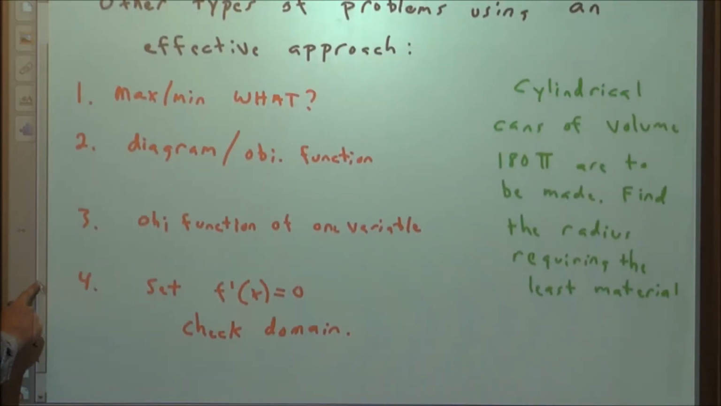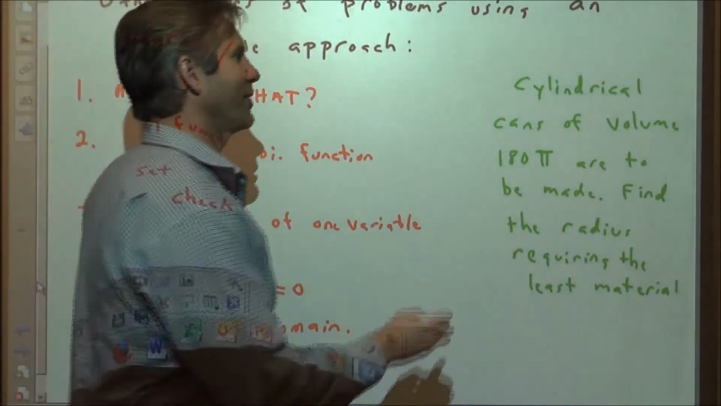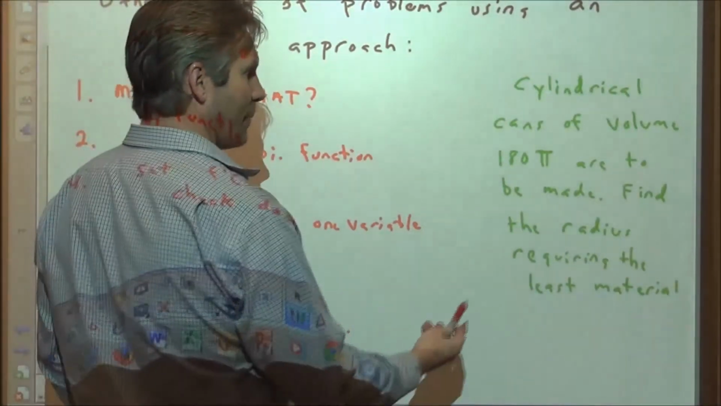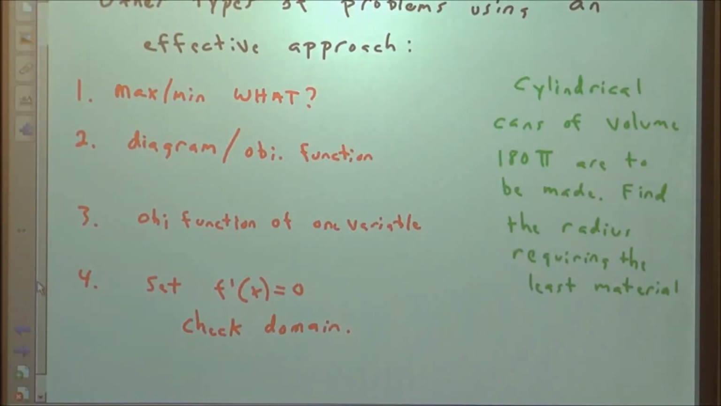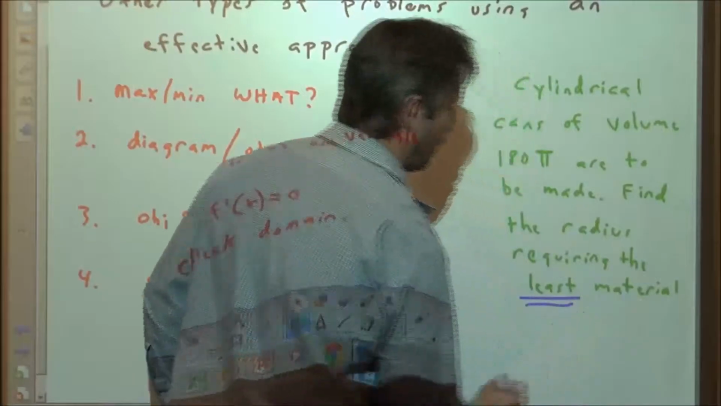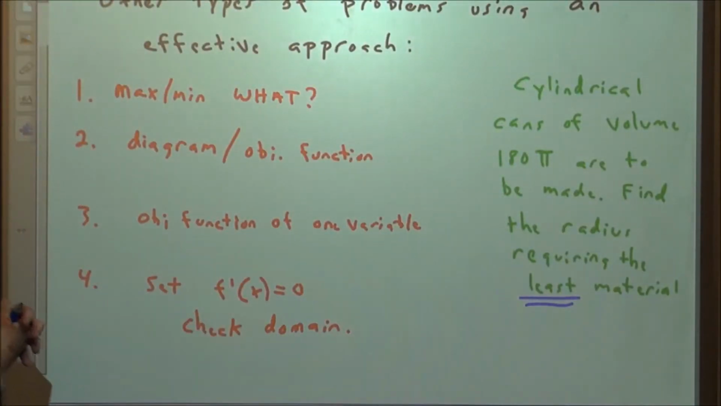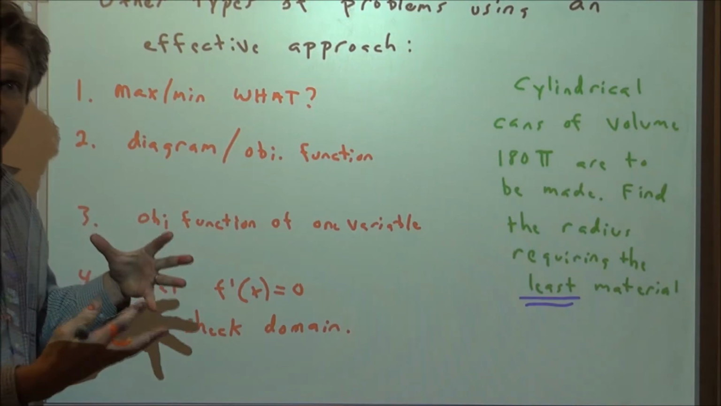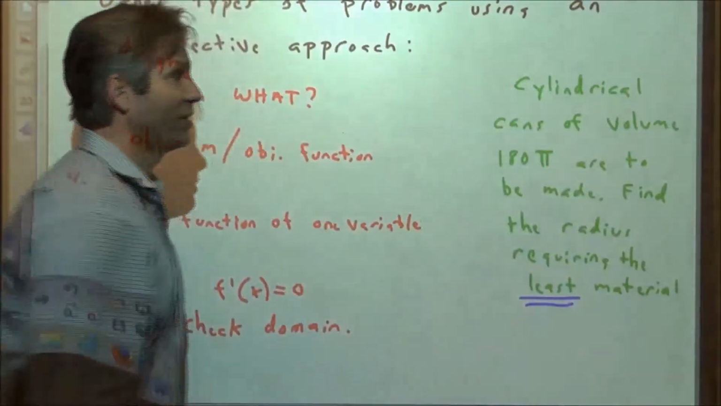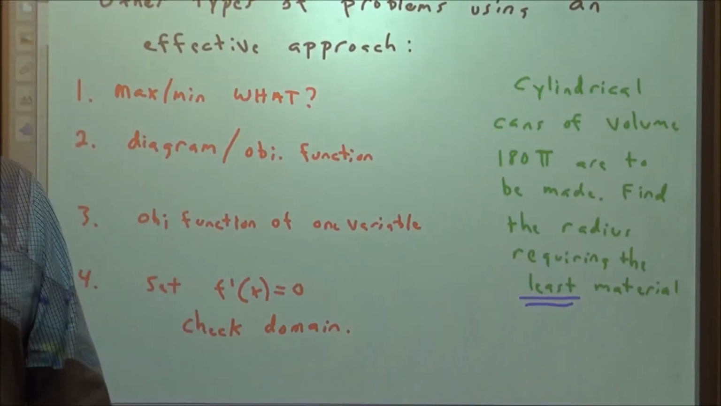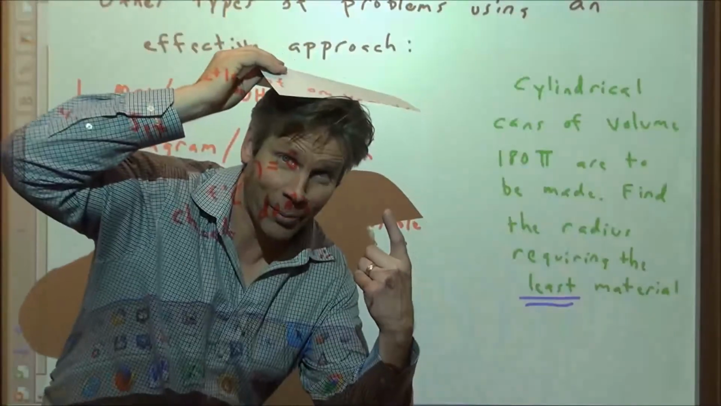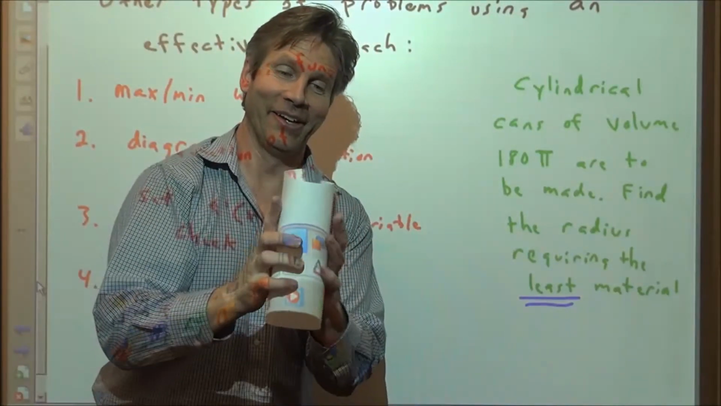And likewise, what if we had one of these problems that says we want cylindrical cans that have volumes of 180 pi, and we want to find the radius requiring the least material. So we say, aha, the least material. We're trying to minimize the surface area, the material that it takes to make this. But then maybe the problem is how would you find the surface area? I just came up with something off the top of my head.